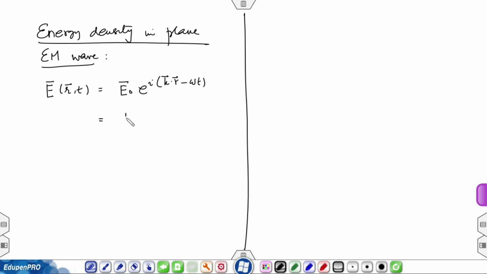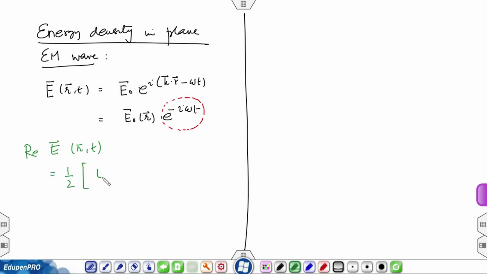Let me write this as E_0(r) e^{-iωt}. I am doing this so that I can separate out this time dependent part over which I am going to take the average. So, the E that is observed is given by the real part of this. So, real of E(r,t) is going to be equal to 1/2 of [E_0(r) e^{-iωt} + E_0*(r) e^{iωt}].